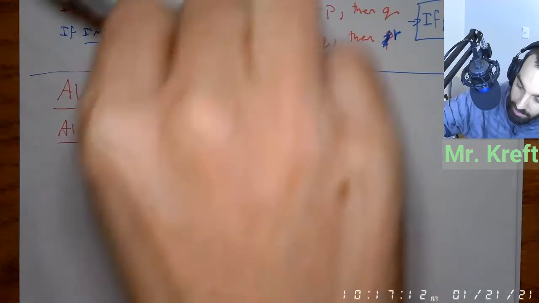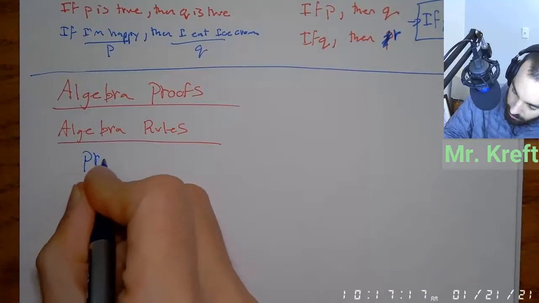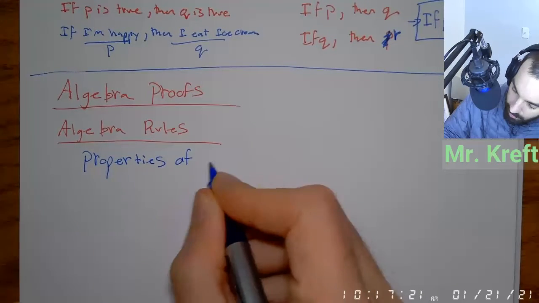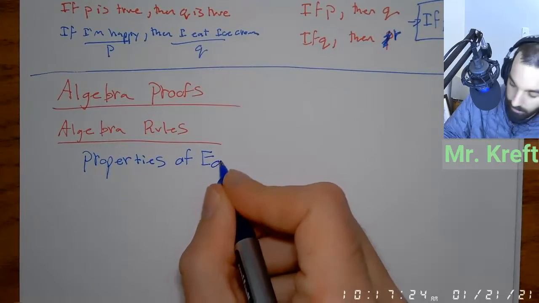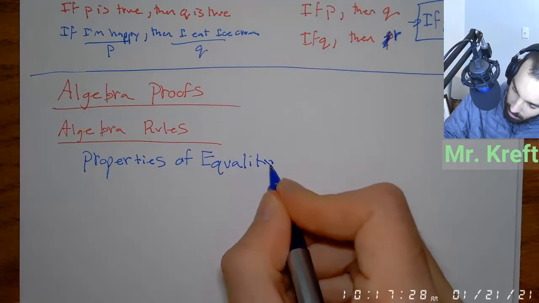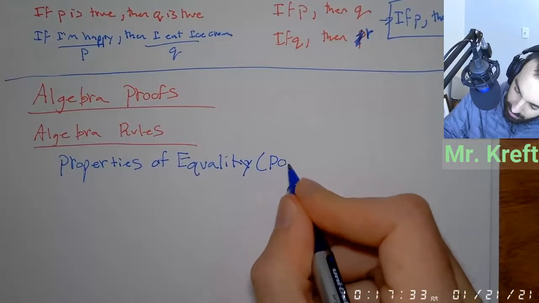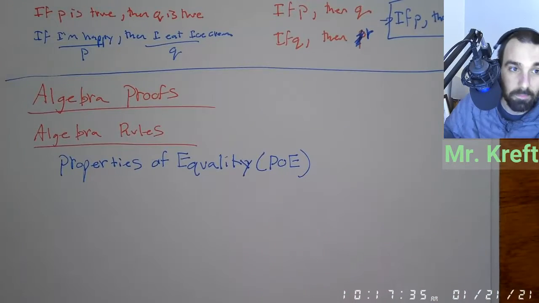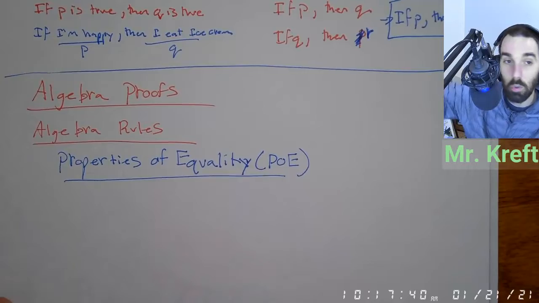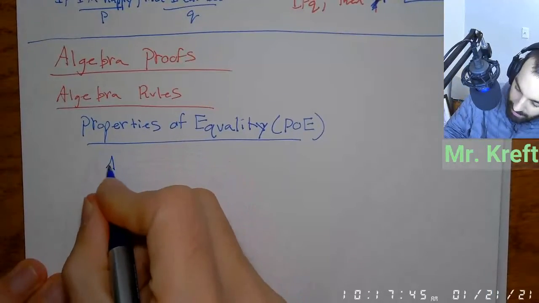So what do we have? So the first ones that we have are called the properties of equality. Now, some of you might be like, ooh, yeah, we're going to talk about social justice. Wrong type of equality. This is math equality. And this is often abbreviated as POE. Okay, properties of equality. So with properties of equality, these are all ones that you already know.